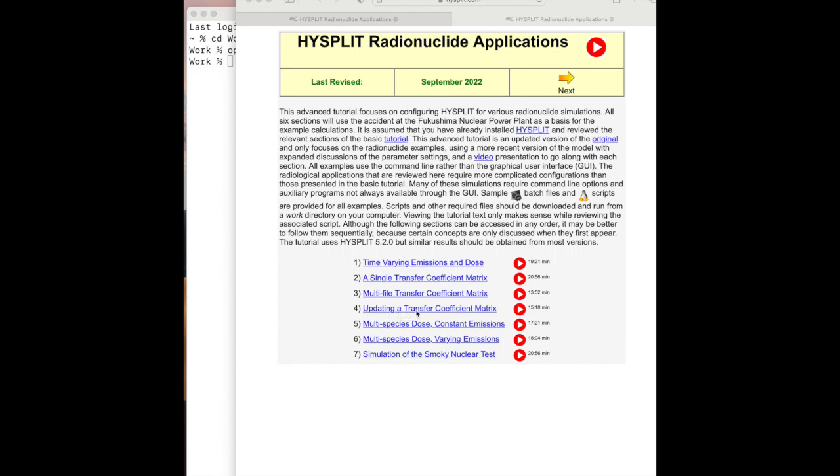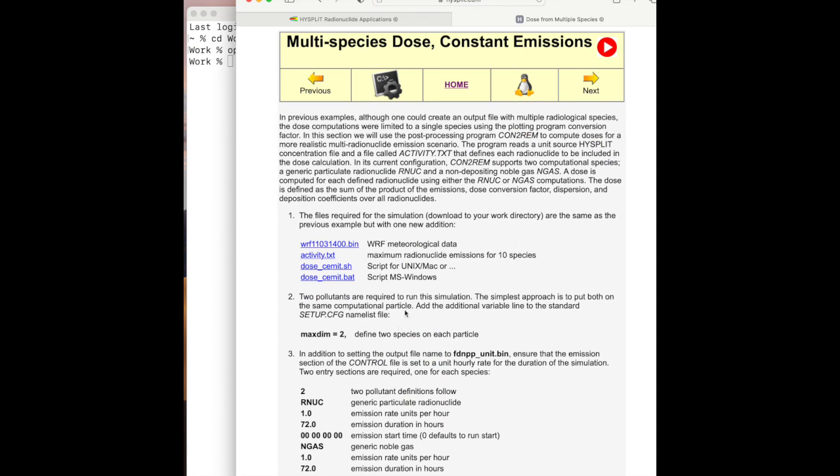In addition to the dose_cemit script and WRF meteorology file, the activity.txt file is also required for this simulation. The use of this file implies a constant emission rate. Time-varying emissions will be addressed in the next section. The activity file lists the top 10 radionuclides and their maximum emission rate during the initial phase of the Fukushima accident.